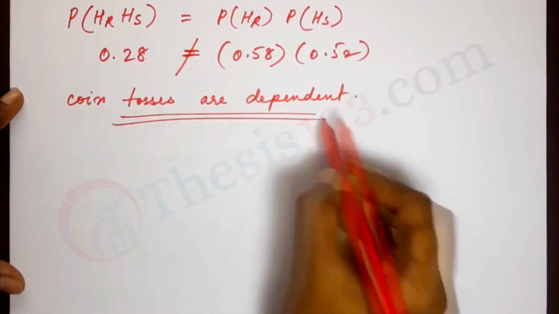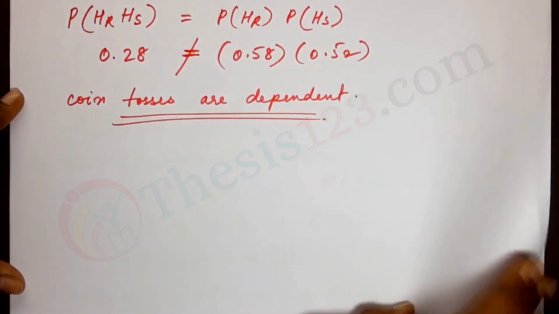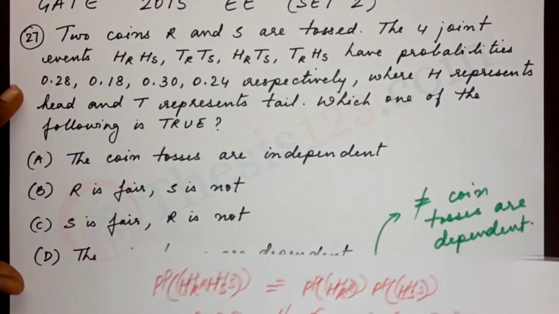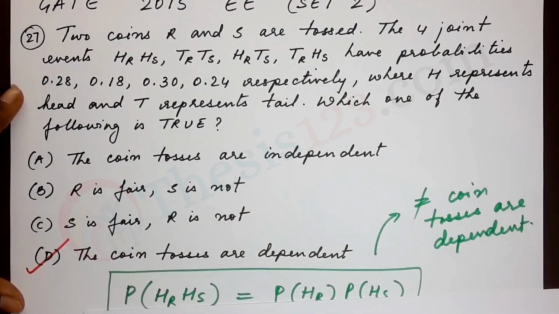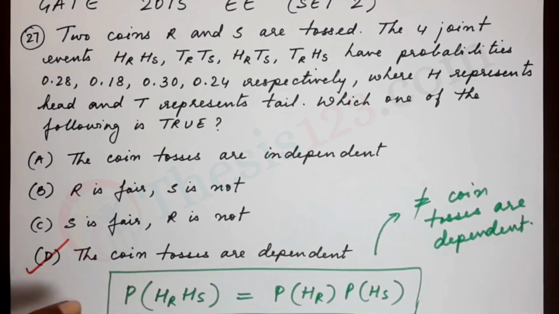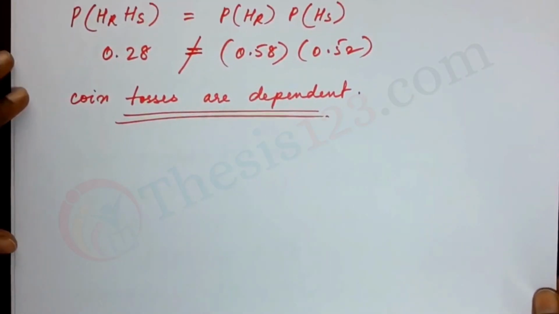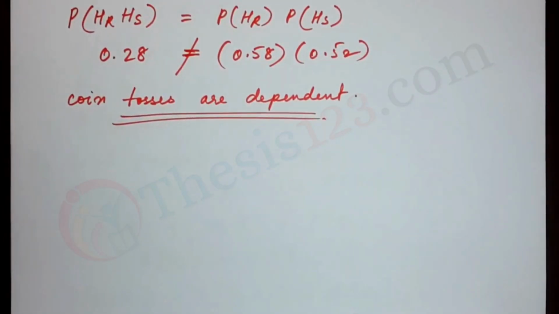So this straight away gives us our answer: the coin tosses are dependent. Option D is the right answer. It basically comes down to the check equation, whether they are dependent or not. So this is the entire solution, and I hope it has helped.